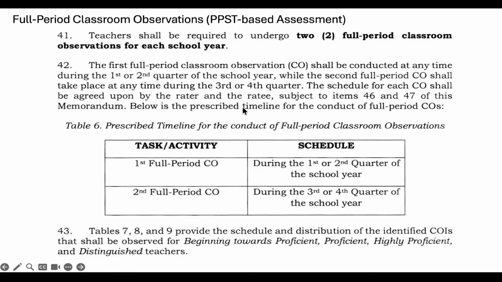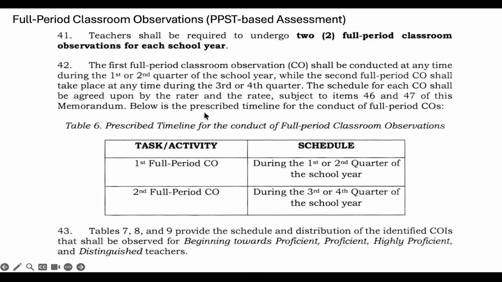The first full period observation shall be conducted at any time during the first or second quarter of the school year, while the second full period classroom observation shall take place at any time during the third and fourth quarter. The schedule for each classroom observation shall be agreed upon by the rater and the ratee, subject to items 46 and 47 of this memorandum.